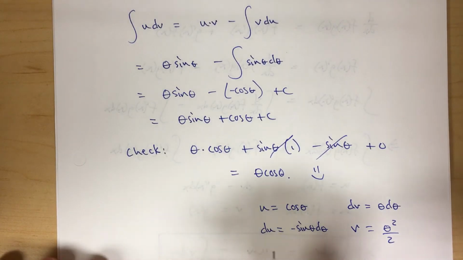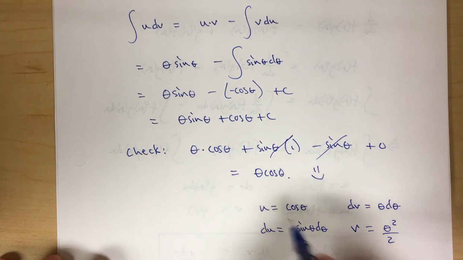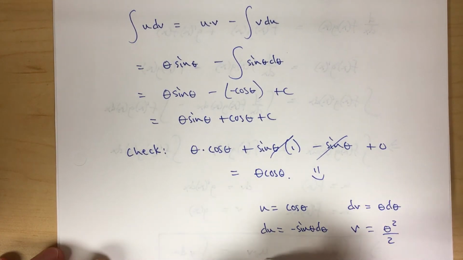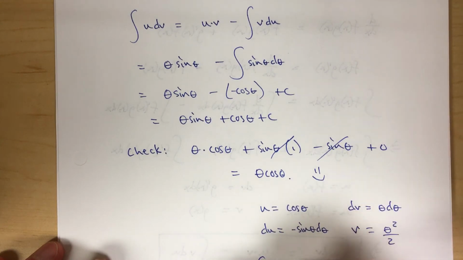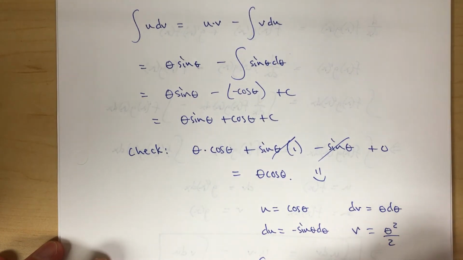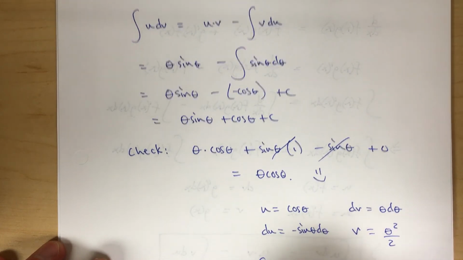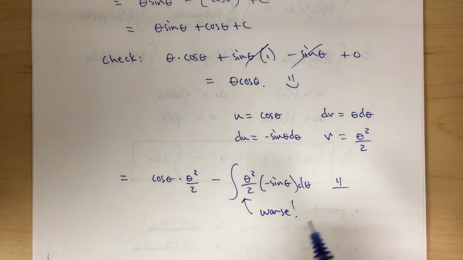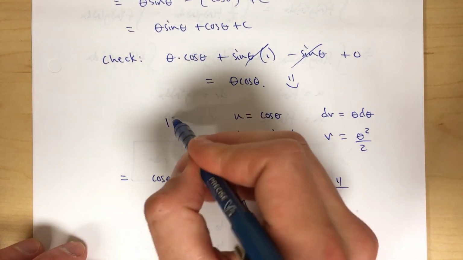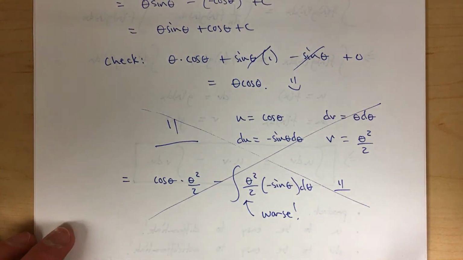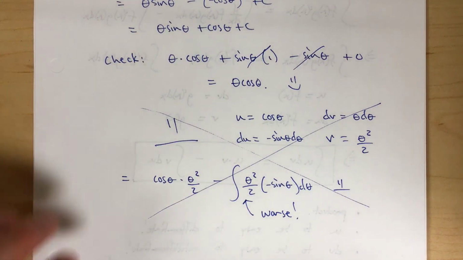So this would become uv, cosine theta times theta squared over 2, minus the antiderivative of v du, theta squared over 2 times negative sine theta d theta. Worse. That's worse. This one is just worse. Theta squared over 2 times negative sine theta. I mean, this is bad. So, no, this one doesn't seem to work nearly as well. And we already did it the other way, so let's move on to another example.